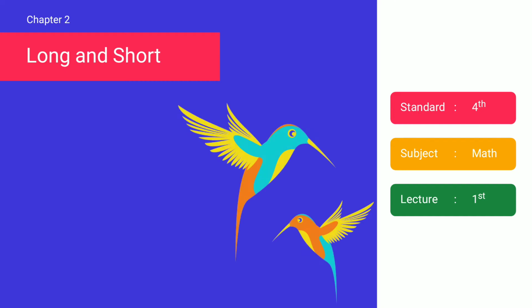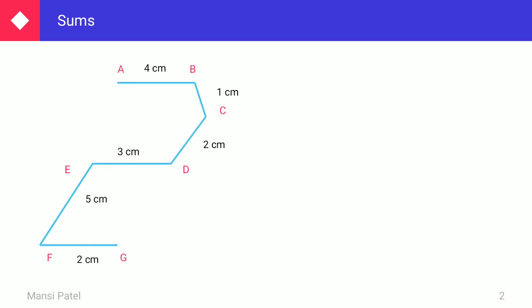Today we are going to do the revision of this chapter, Long and Short, and revise some of the topics from it. First, I am giving some sums to you. I am giving one figure, some points, and the measurements.